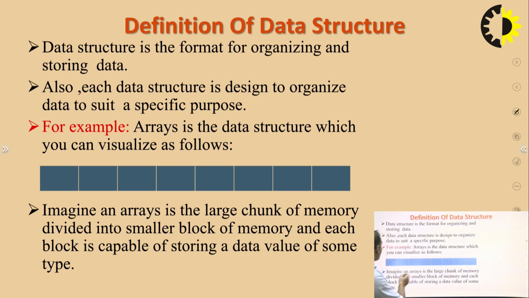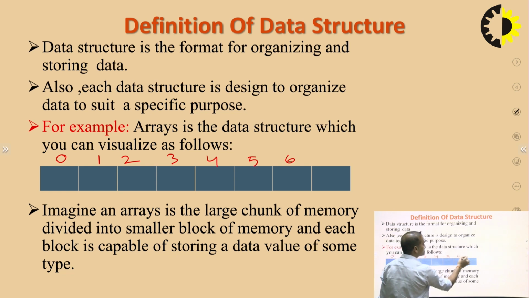Here we show how the array is created. This is the location, and the default index starts with 0, 0, 1, 2, 3, 4, 5, 6, 7, and we store the values in these locations, here 2, 4, 3, 5 like this. This is the location in which we store the value of the array.